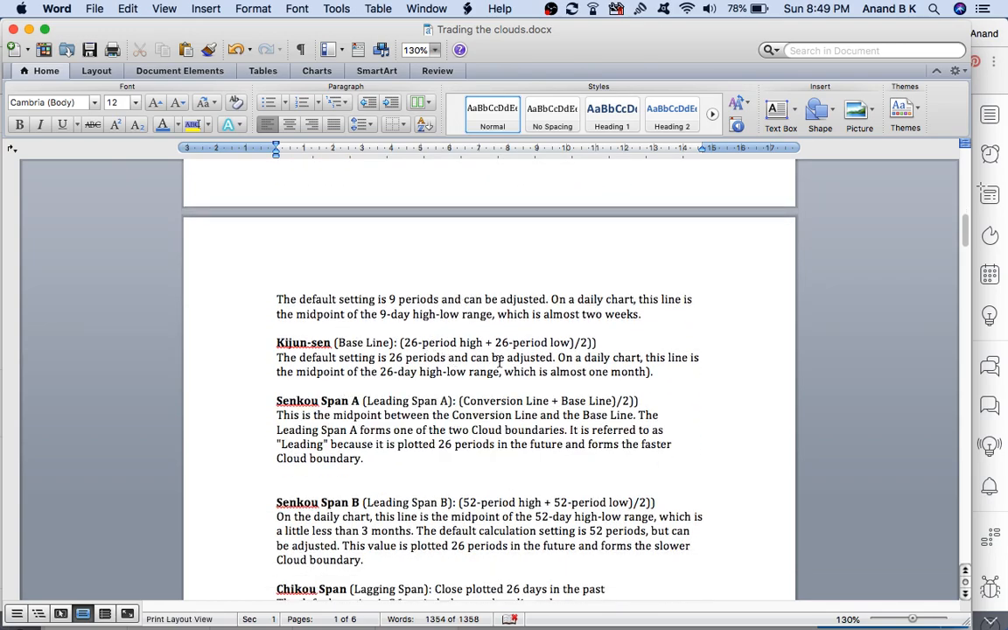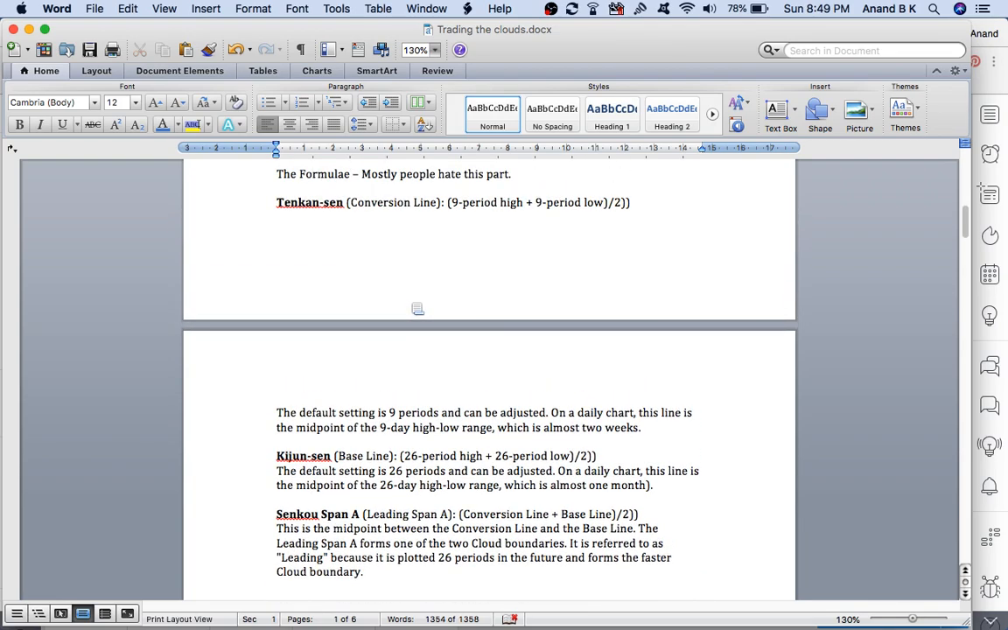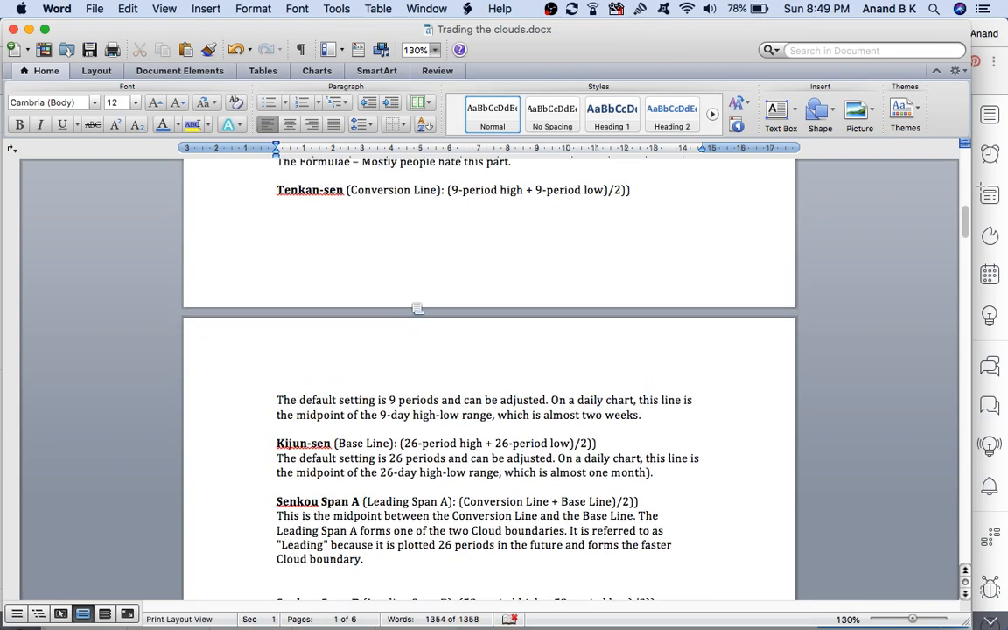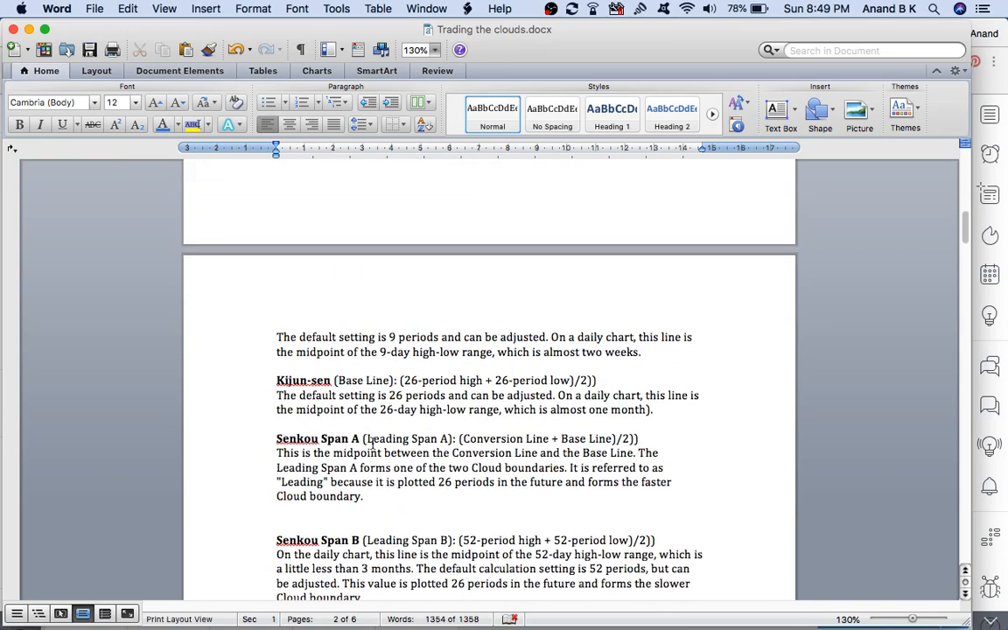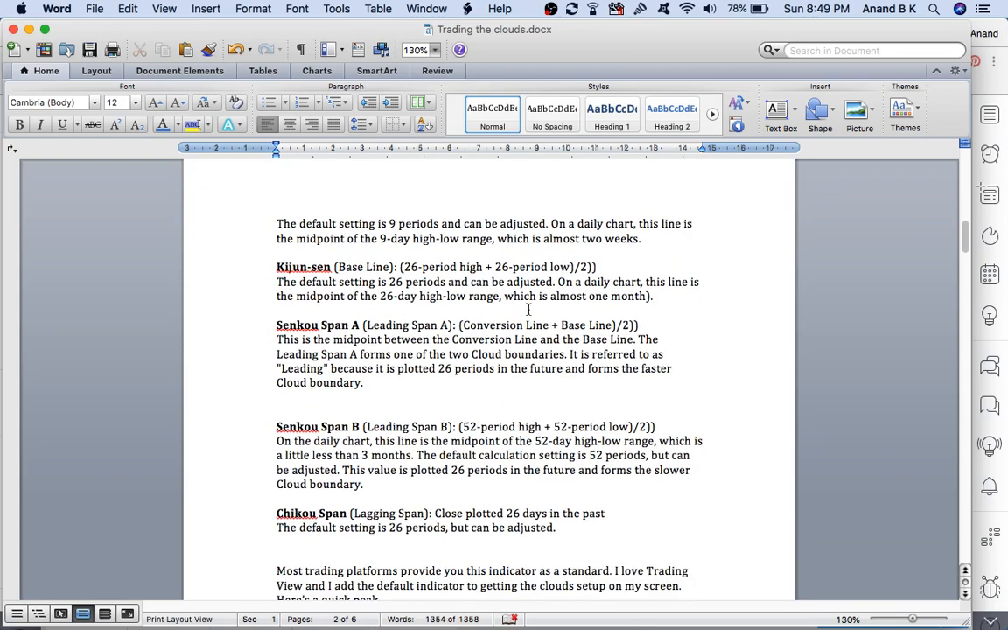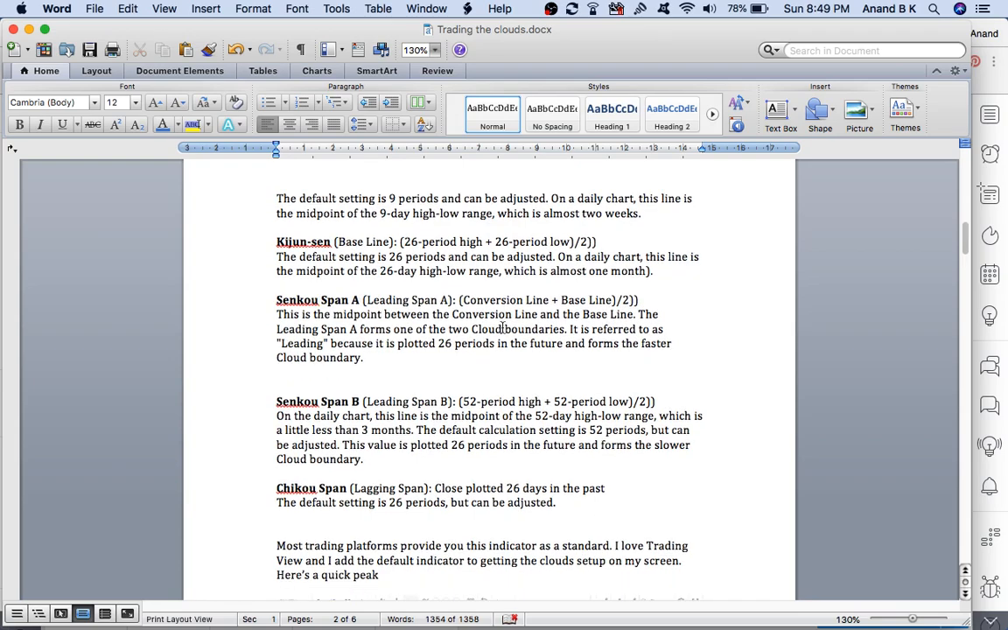Similarly, the baseline looks at a 26 period high and low. These can be set to different periods if you want to, but I would recommend using the default settings until you get a hang of the indicator. So a 9 period and a 26 period high and low are considered, and the midpoint of each is taken. Leading span A is the midpoint of the conversion line and the baseline, which is a further calculation. It takes the 9 period high low midpoint, takes the 26 period high low midpoint, and then divides that by 2 to get the leading span.